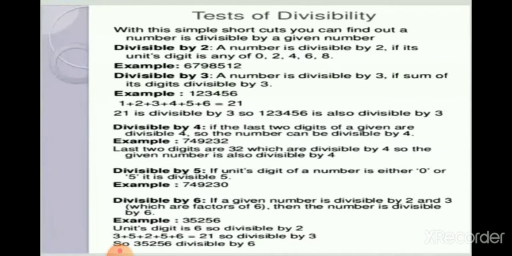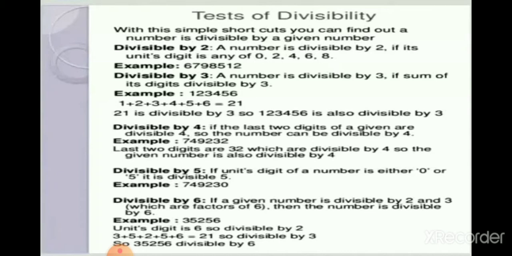Now, let us do test of divisibility for a few of the numbers. With the simple shortcuts, you can find out whether a number is divisible by a given number or not. Divisible by 2. Any number is divisible by 2 if its unit digit is any of 0, 2, 4, 6, 8. Now here you can see with the example that a number is given. You can see 67,98,512. So the last digit, or you can say the unit digit, is 2. So of course this number will be divisible by 2.